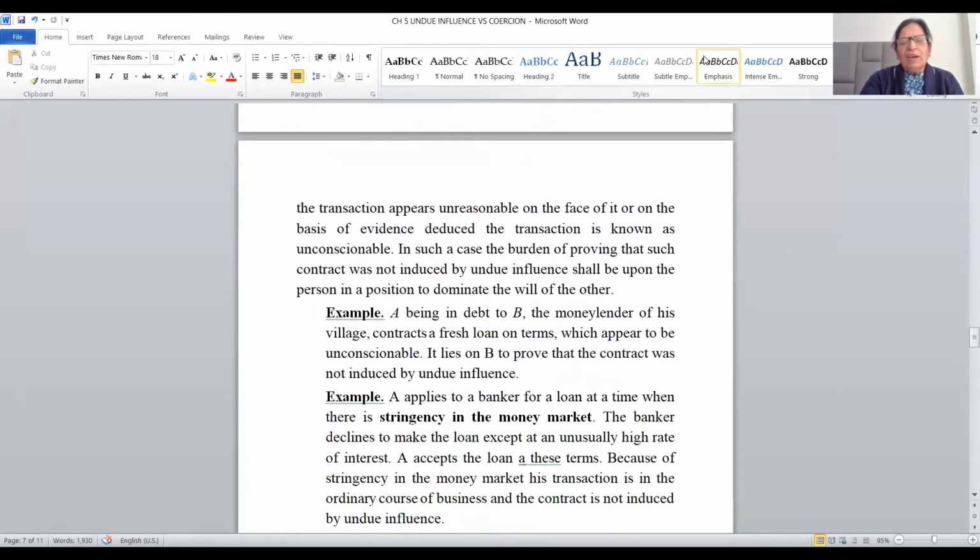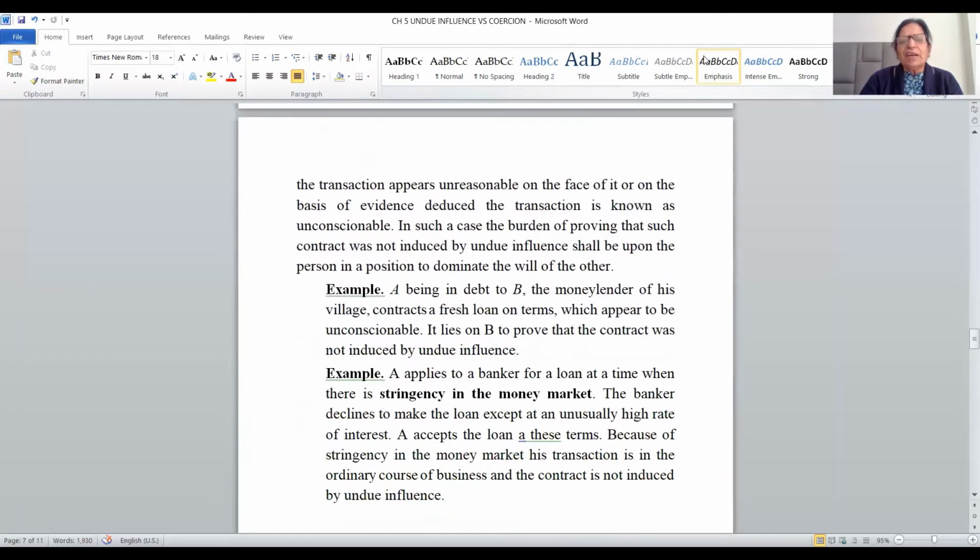Now, an example I would like to take: every time, friends, charging high rate of interest does not amount to undue influence. Does charging high rate of interest amount to undue influence? The answer is not always. It depends. If there is shortage of money in the money market, stringency in the money market, then in that case, charging high rate of interest will not amount to undue influence.